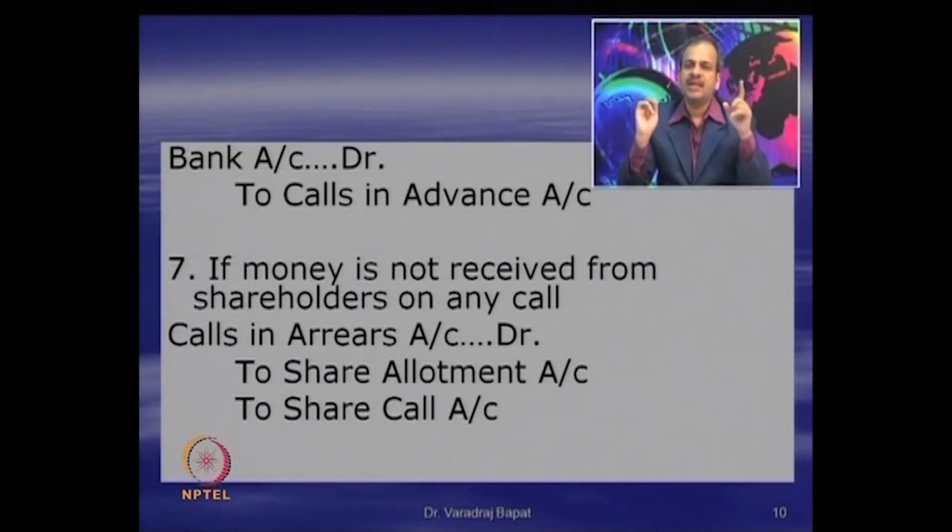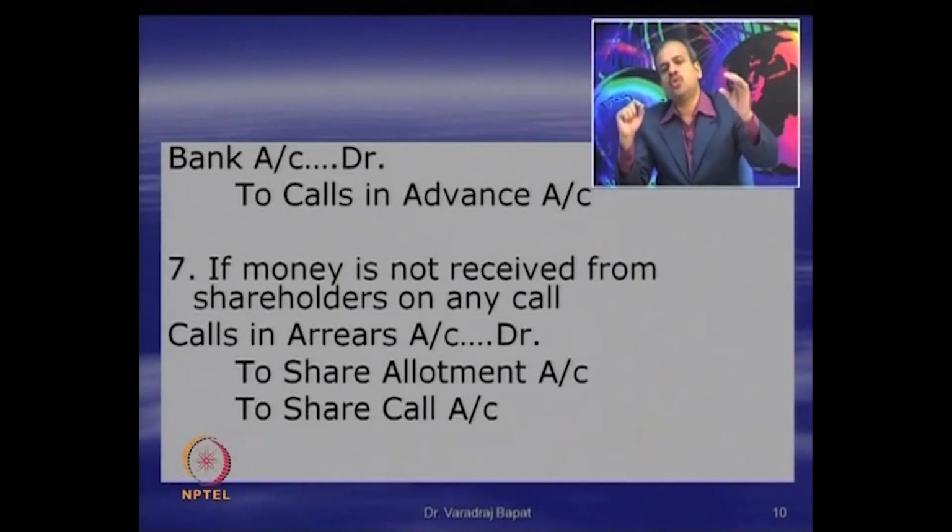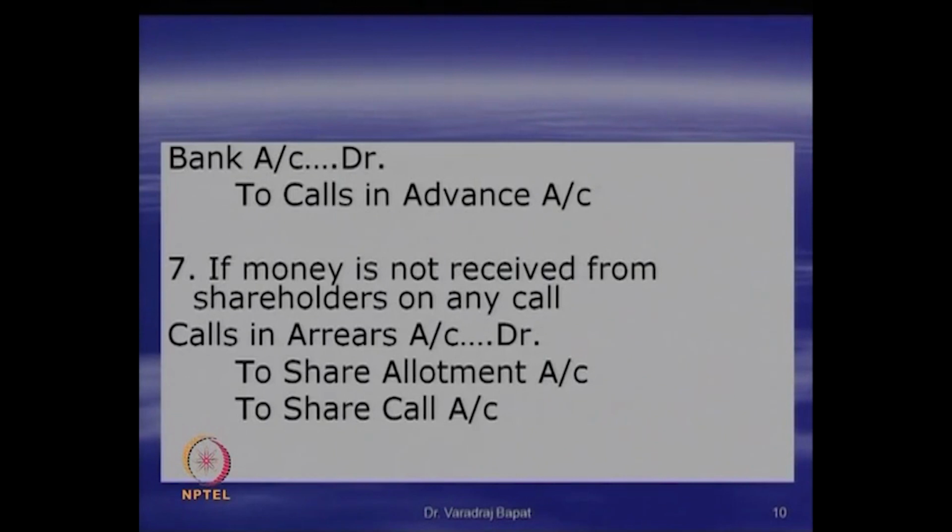7th entry is a case where money is not received even after requesting the shareholders. In that case, a separate account called calls in arrears account is created. So you can see here, calls in arrears account is debited and the money is credited to share allotment and share call. So any money which remains outstanding, it is debited to calls in arrears account and credited to the respective accounts. You can see the next one.